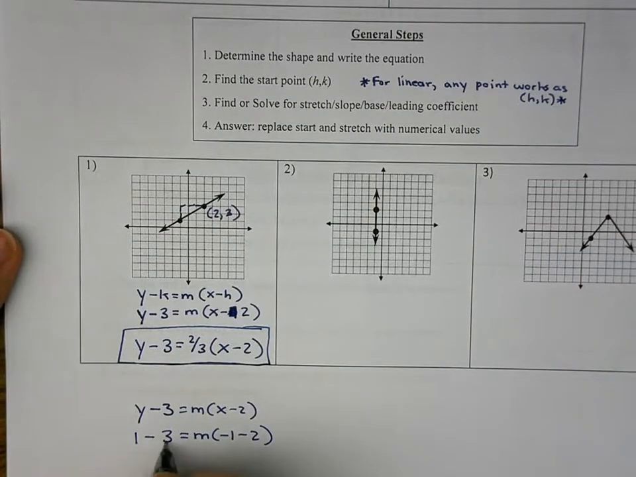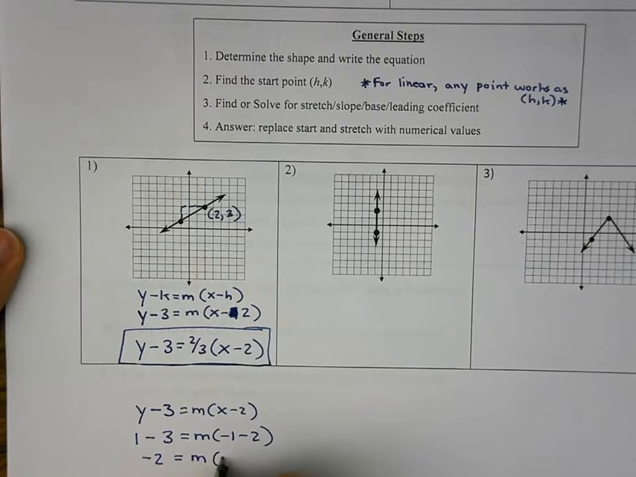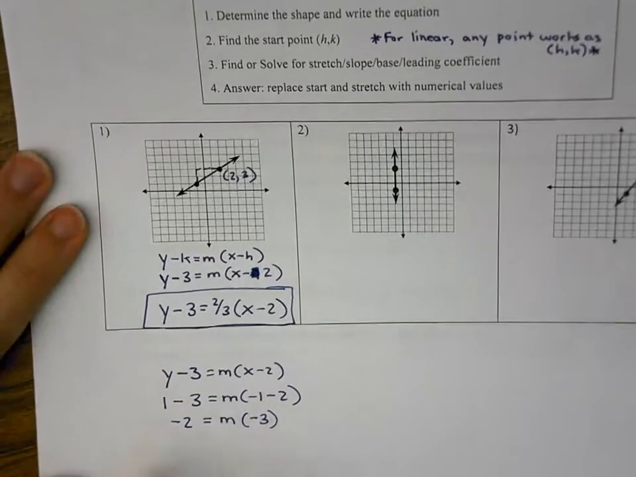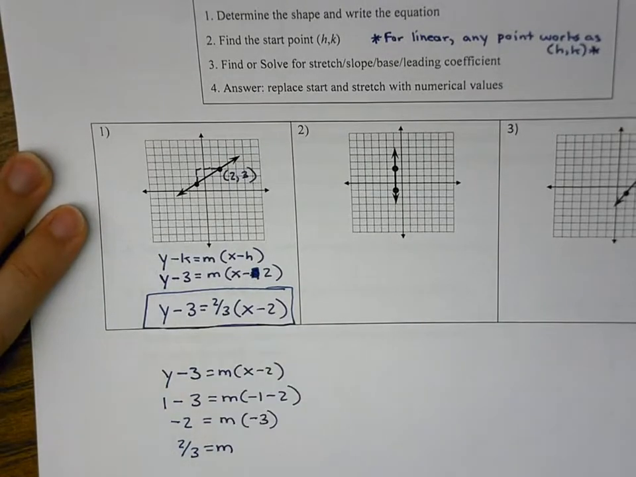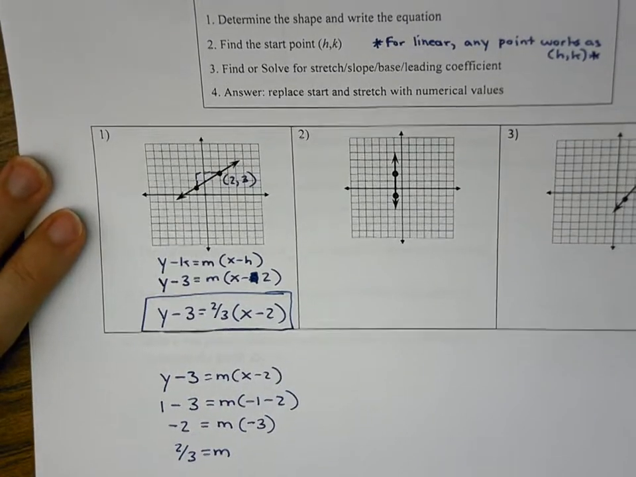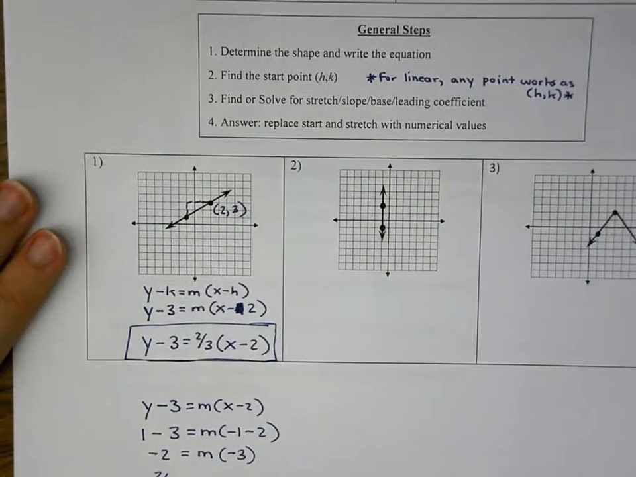And if you solve then, 1 minus 3 is -2, -1 minus 2 is -3. And then dividing this -3 over, the negatives would cancel and give me a slope of 2/3, which is what I found by doing rise over run. So both work. If there are questions on the linear, jot them down now.